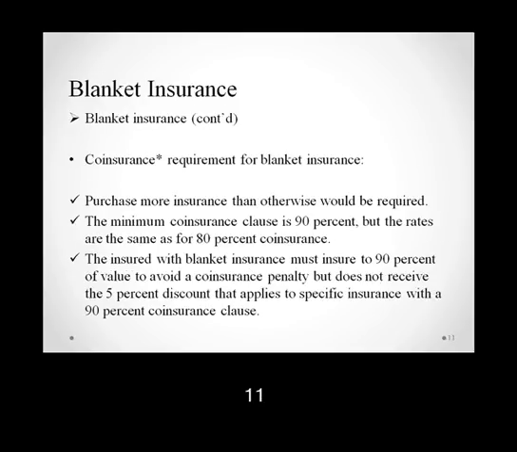In order to purchase blanket insurance, there is a co-insurance requirement. First, you need to purchase more insurance than otherwise would be required, and that minimum co-insurance percentage will be 90%. However, you will only have to pay 80% of the rate. So the minimum co-insurance is 90%, but you only have to pay a premium that equals 80% co-insurance. And we know that the higher co-insurance percentage you get, the more premium you have to pay. So basically, here it will give you a discount.